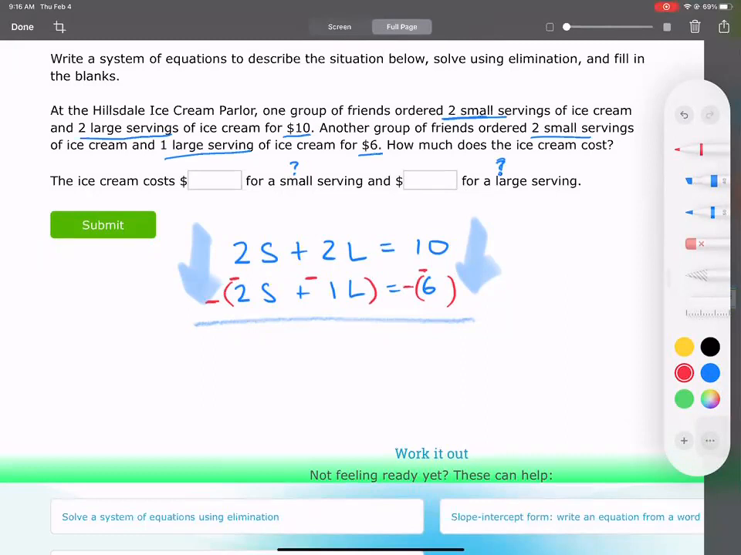Now let's go ahead and stomp down. 2 minus 2. What's 2 minus 2s? That becomes 0. Totally canceled out. Gone. See you later. What about 2 minus 1? 2 minus 1 is just 1L. What is 10 minus 6? 10 minus 6 is 4. And that's what we had guessed. We had guessed that the large was $4. Now that we solved for the large, $4, we have to solve for the small.